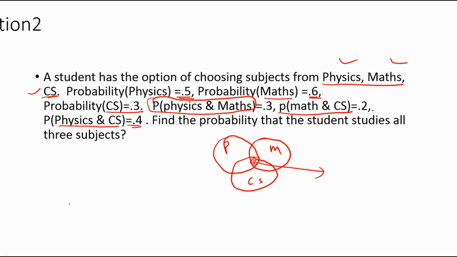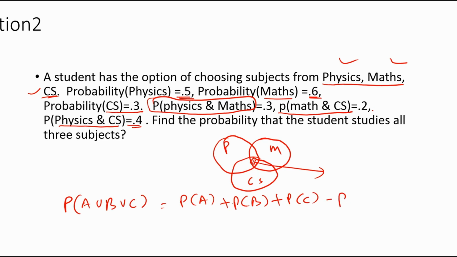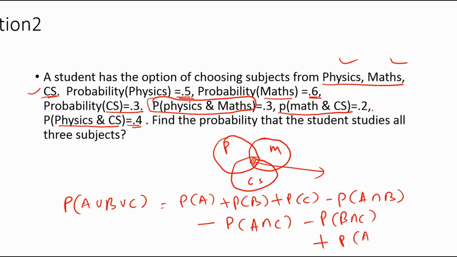If we use the fundamental theory of probability, we know that P of A union B union C is nothing but P of A plus P of B plus P of C minus P of A intersection B minus P of A intersection C minus P of B intersection C plus the probability of A intersection B intersection C.